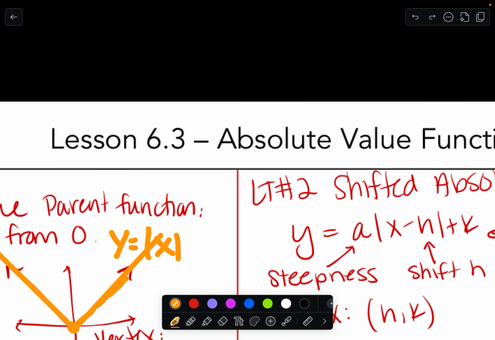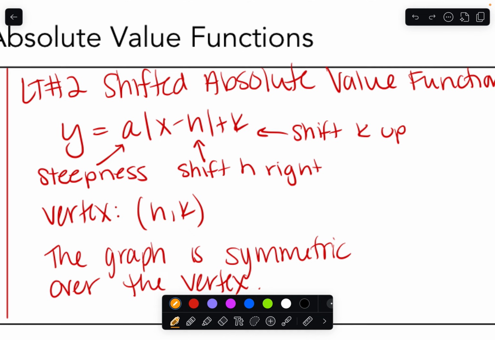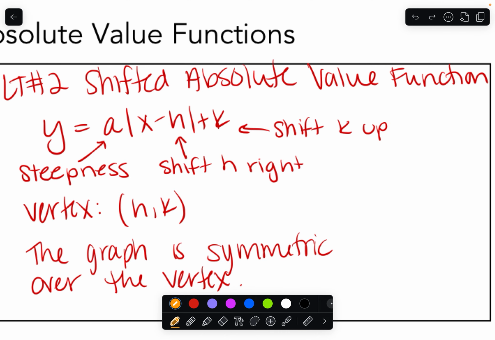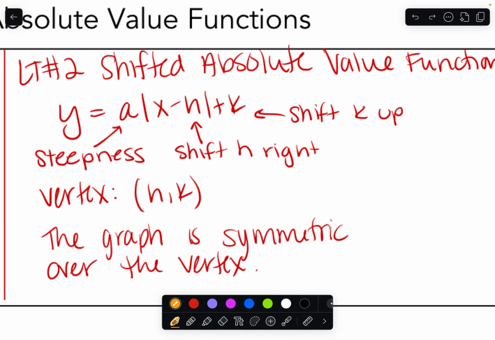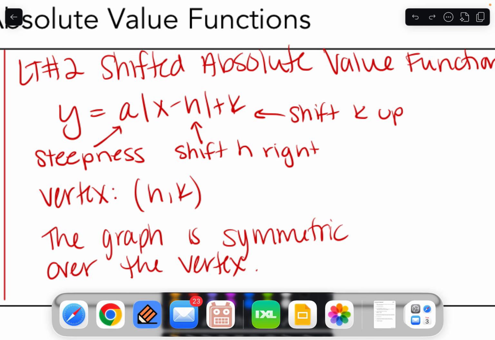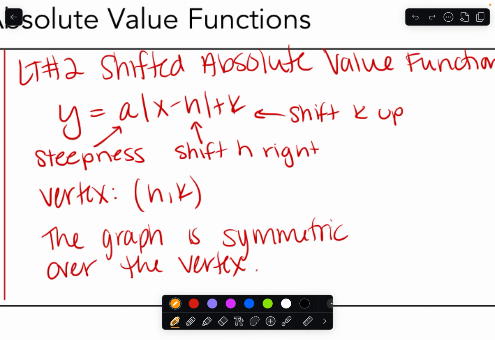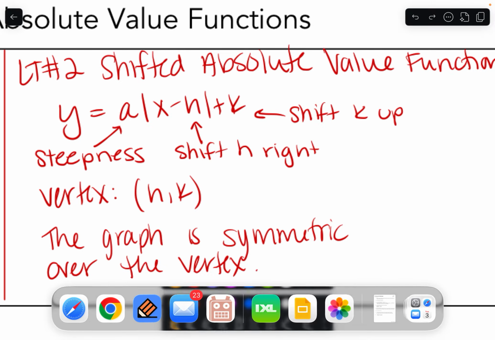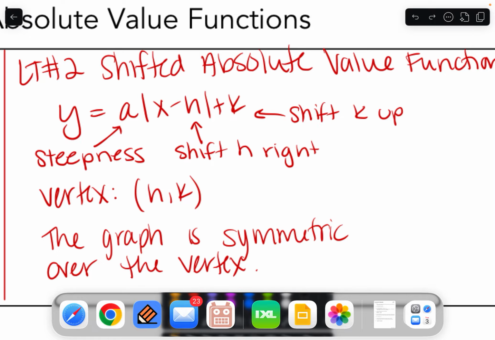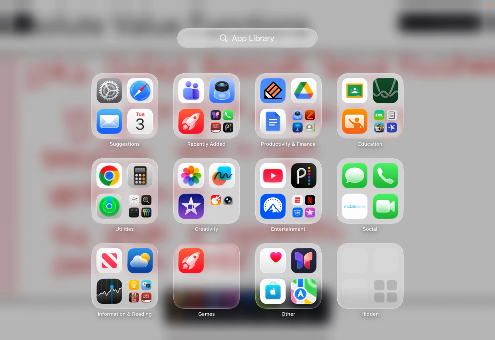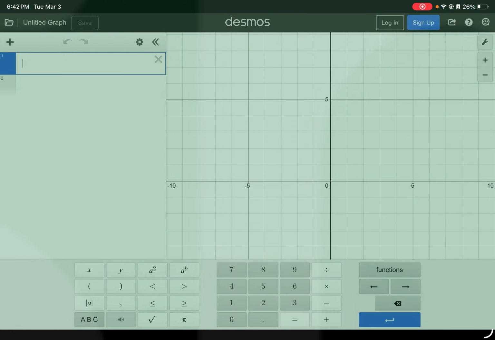Okay, shifted absolute value functions. All right, there you go. Basically, a is the steepness. h is the shift: x minus h shifts h right, and plus k shifts k up. The graph is symmetric over the vertex. So let me give you an example of absolute value graphs using Desmos.